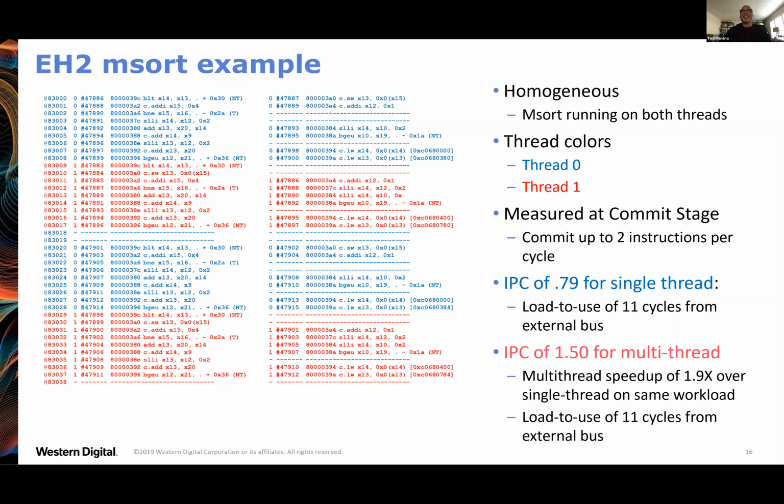So anyway, this is an example of threading. When you look at this, there are many different kinds. This is coarse grain threading. There's also fine grain threading, but this is an example of coarse grain threading. This is for an application called matrix sort. It's one of the little C programs that we run. If you were to run this in single thread, you're running out from the bus, and the bus has a load to use latency of 11 cycles in this example.